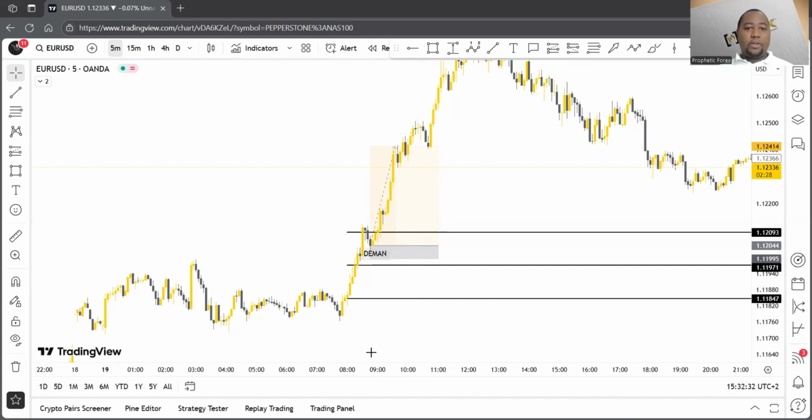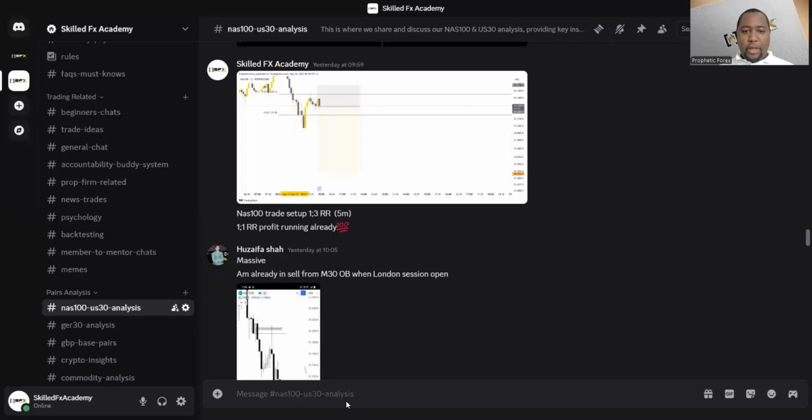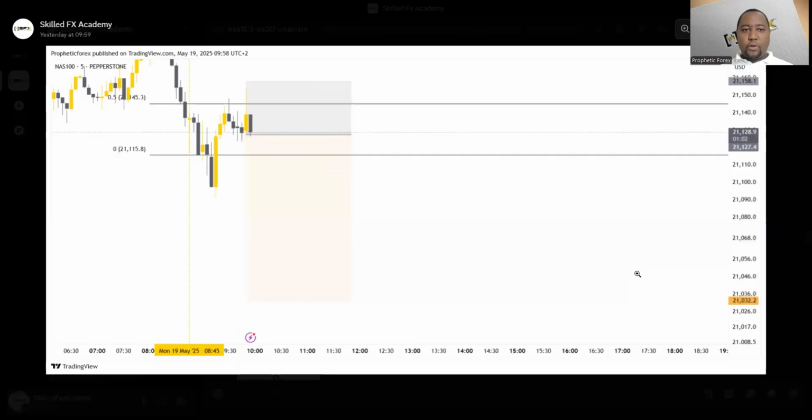Now, I do want to show you this. I did send that NASDAQ trade. Let's see if I can go into my Discord. Okay, so we're on my Discord. This is the trade. It was actually almost 10, it was actually 10. This was the beautiful trade that I sent to the group. As you can see, this is how it looked exactly.